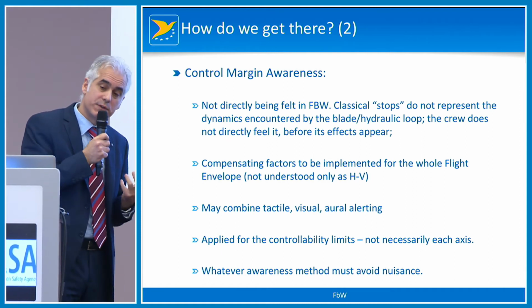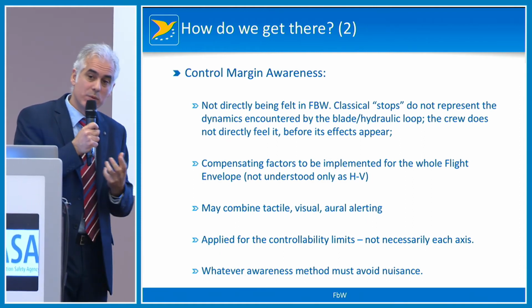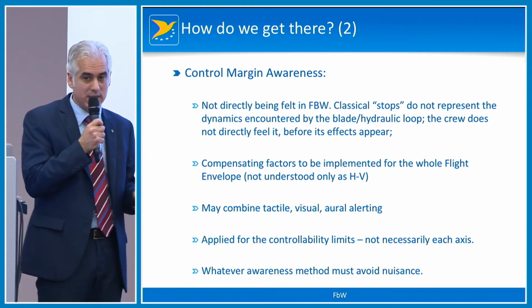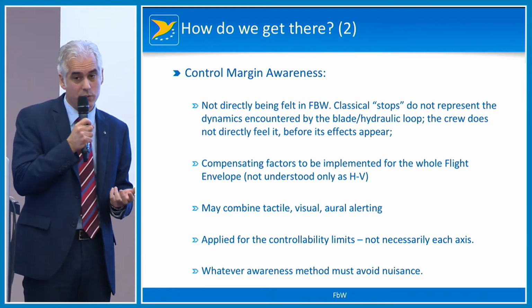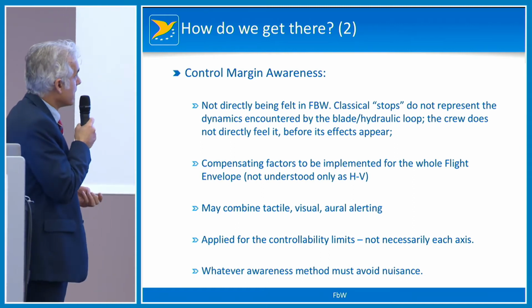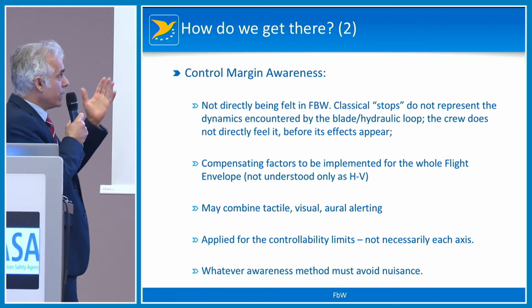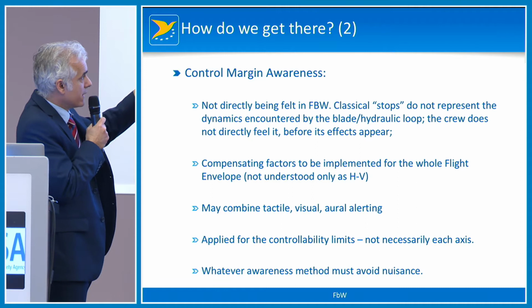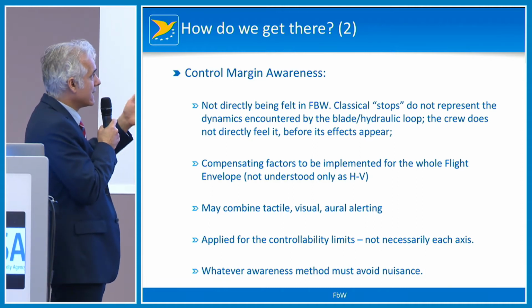So we cannot really know when we operate close to the limits. Only after we actually hit a limit, assuming we didn't have some protection on it, will we see the effects, and that's not going to be nice, especially if you're in a high altitude hover close to the mountains. So we need to put forward compensating factors for the complete flight envelope.